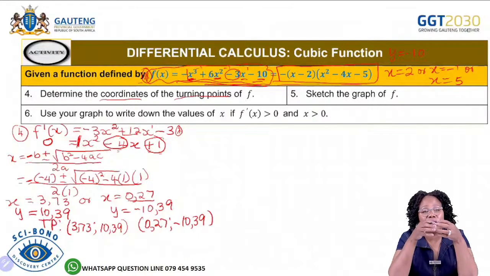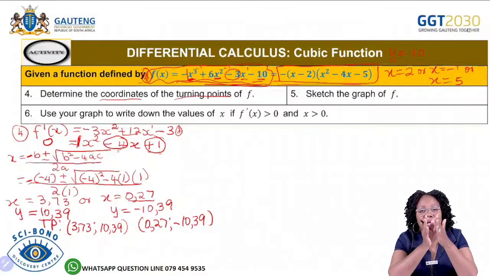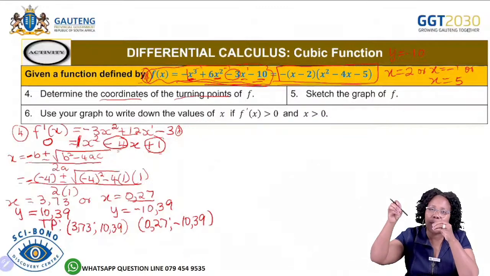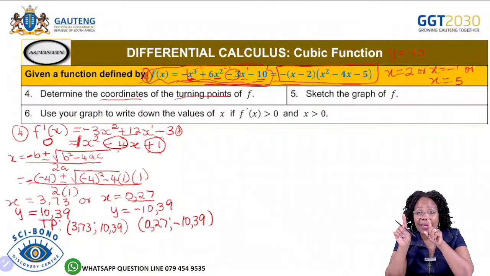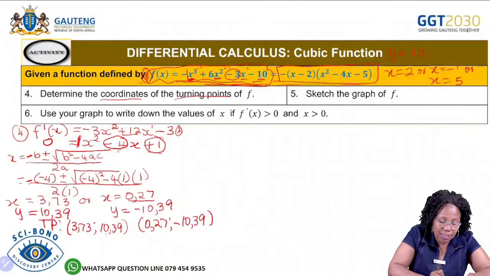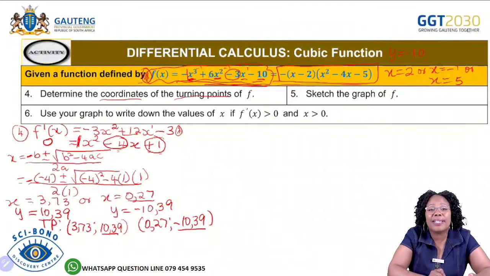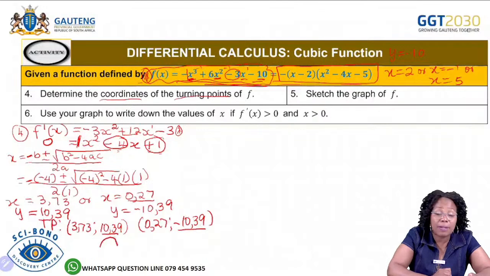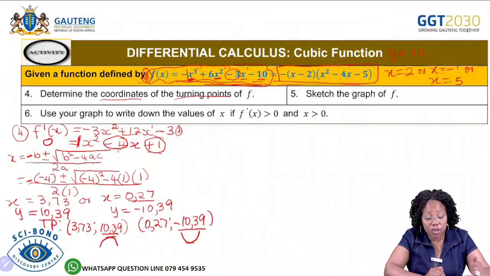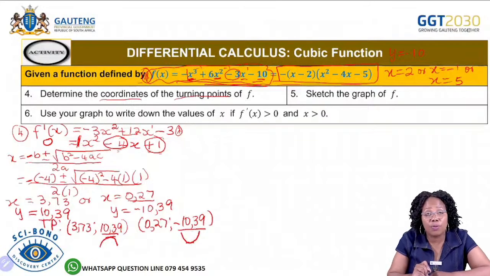And then grade 12, this is very important. After calculating your turning points, compare your y turning point values and immediately identify the maximum and the minimum point. So this is 10,39 and minus 10,39. If we are comparing the two, you can see that 10,39 is the biggest one. That means this will be your maximum turning point. Can you see that? Maximum. And then this one is a minus. That means it will be the minimum turning point. This will assist you when you are sketching your cubic function.